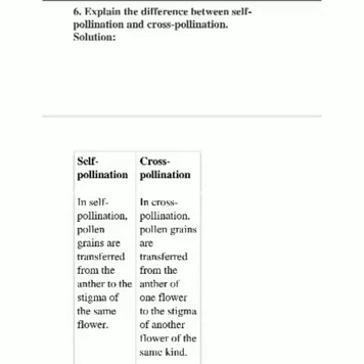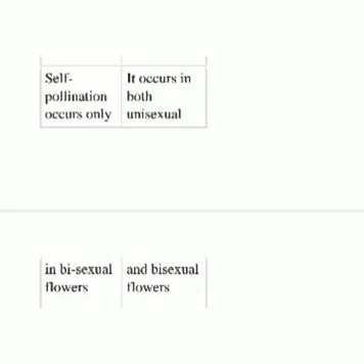Next, write down the sixth question. Explain the differences between self-pollination and cross-pollination. Answer, self-pollination. First point, in self-pollination, pollen grains are transferred from the anther to the stigma of the same flower. In cross-pollination, pollen grains are transferred from the anther of one flower to the stigma of another flower of the same kind. Next, write down the second point. Self-pollination occurs only in bisexual flowers. Cross-pollination occurs in both unisexual and bisexual flowers.